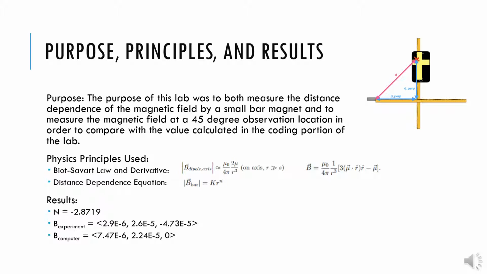The physics principles used include first the Biot-Savart law for on-axis dipoles and its derivative. This helps us find the magnetic field given a distance and a magnetic dipole value, or mu. Second, the distance dependence equation is used, which allows us to determine n and mu from experimental measurements. The results for the lab are shown here.